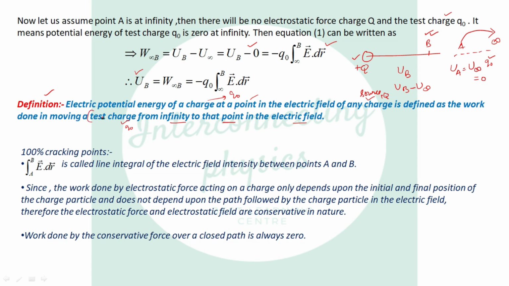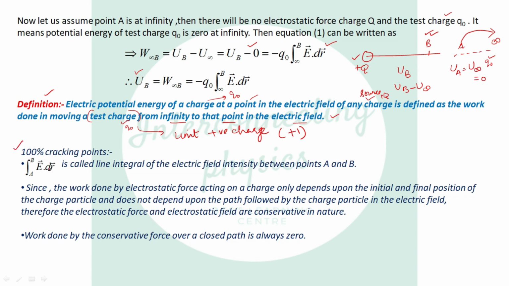Instead of test charge, we can also write unit positive charge. Unit positive charge, that is plus 1. Then we say electric potential energy of a charge at a point in the electric field of any charge is defined as the work done in moving a unit positive test charge from infinity to that point in the electric field.